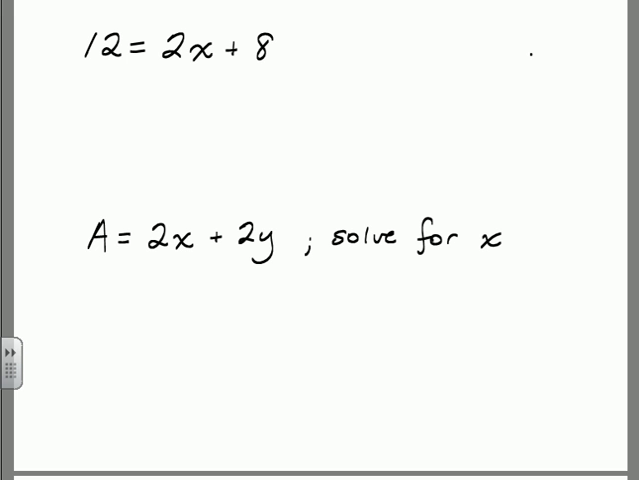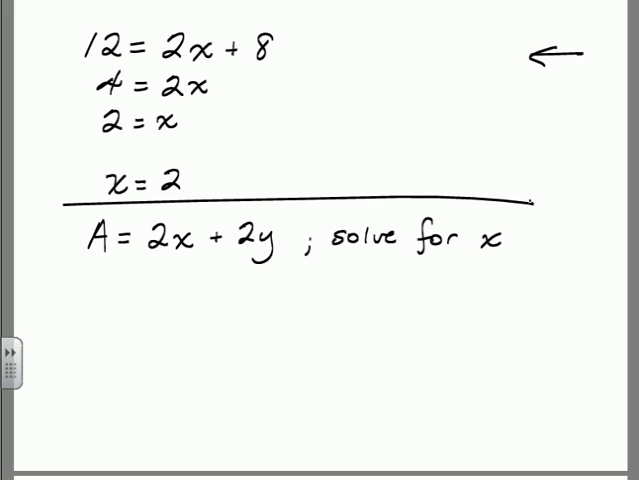So this first example is something that you already know how to do, solving a linear equation. And in this equation we only have one variable, x. So we're used to solving for x. So what would you do to solve for x? Okay, subtract 8 from both sides. We're trying to isolate the x, and remember, we're going for x equals something. So subtract 8 from both sides. 4 equals 2x. We still are looking at that x. To get it by itself, what would you do next? Divide both sides by 2. So you get x equals 2, and you have solved for x.